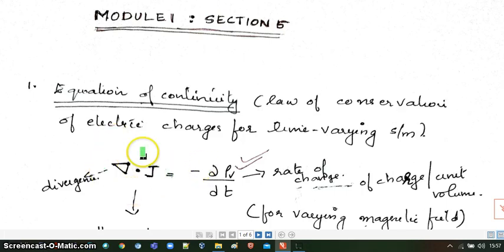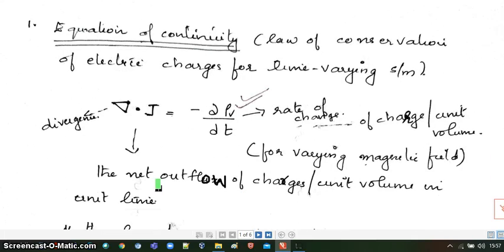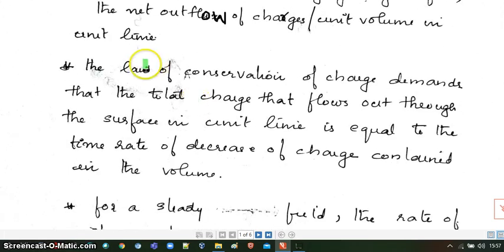And del of J is a divergence. Del gives you the divergence, and divergence gives the total outward flow of flux of a charge. It is written that del J is the net outflow of charge per unit volume in unit time. So this is the mathematical representation of the equation of continuity. Del of J equals minus dou rho V by dou T, and the negative sign shows you that the rate is decreasing. That is stated in this sentence.